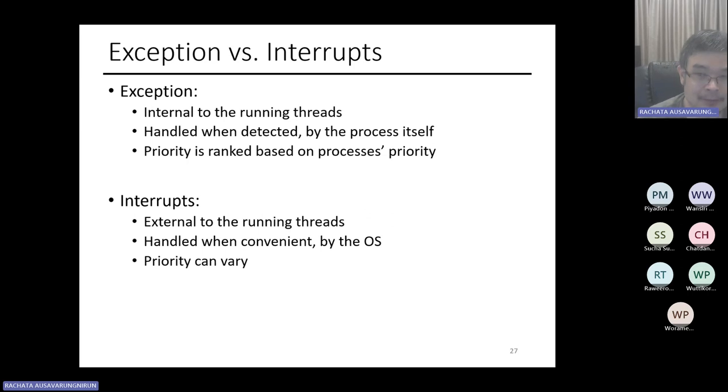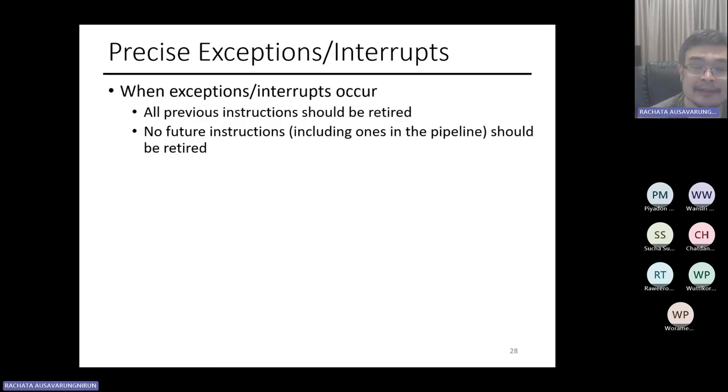Interrupts are external to the running thread. Things like when you're queuing the program, or you type something on the keyboard, or you use your mouse, right? This is handled when convenient by the OS, and the priority can vary. And here's the thing. Whenever you have exceptions or interrupts, things stop. The state of your execution essentially stops, and you handle the exception, right? So let's imagine a divide by zero exception.